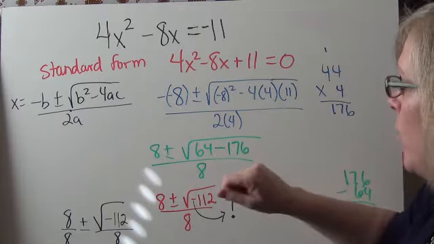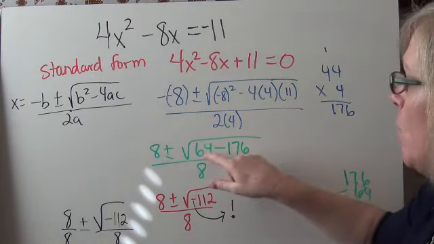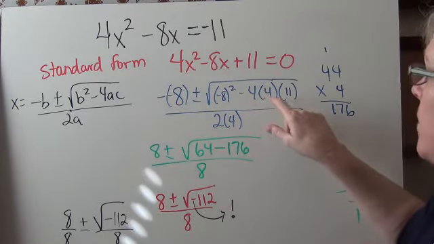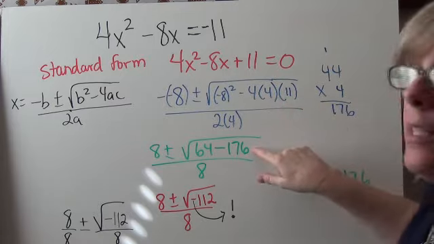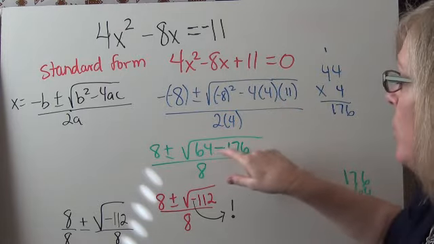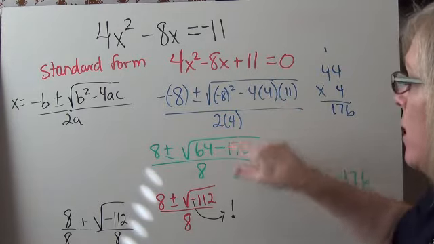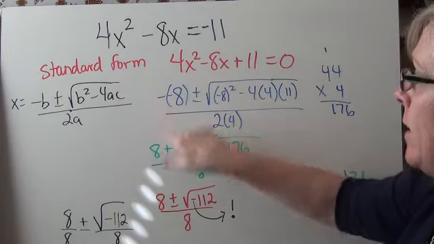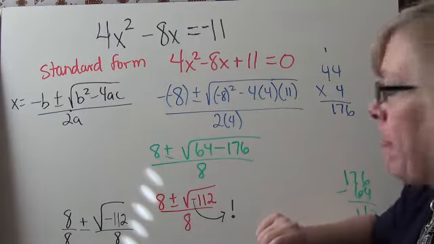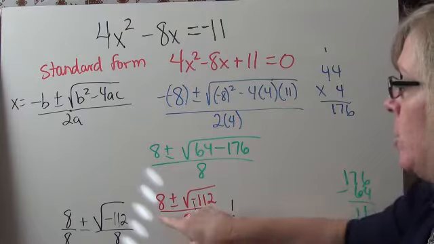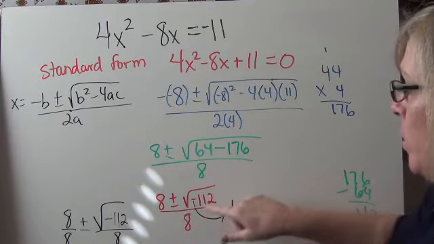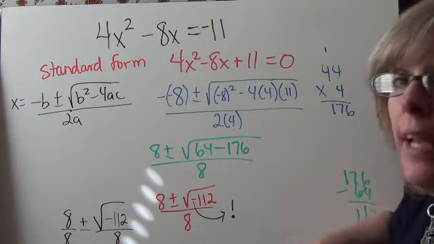Starting inside the radical sign, negative 8 squared is 64. 4 times 11 is 176. So I have to do 64 minus 176, and that's over 8, and my negative negative became a positive 8. Okay? So here's what I simplify to. 8 plus or minus the square root of negative 112 over 8.